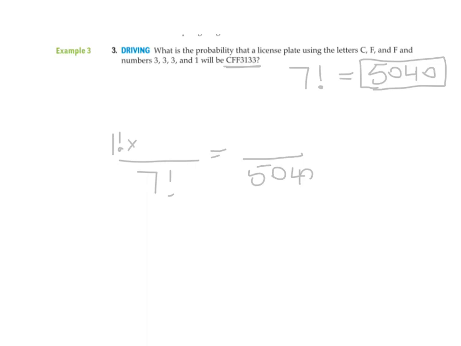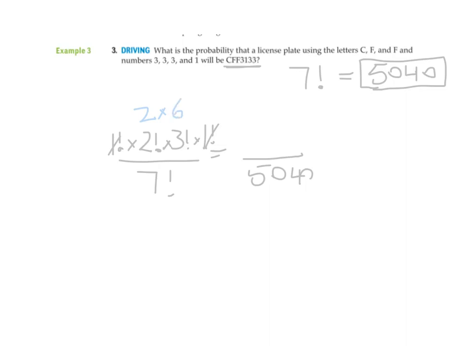The 2 F's, so that's 2 factorial. You're going to multiply that by the number 3. Well, you've got 3 3's, that's 3 factorial. And then finally your number 1 is 1 of them, so that's 1 factorial. Now the 1's are going to make 1 anyway, 1 times 1 is 1, so you can ignore those. So 2 factorial is 1 times 2, which is 2. And you're going to times that by 3 factorial, which is 1 times 2 times 3. Well, that's going to give you 6.